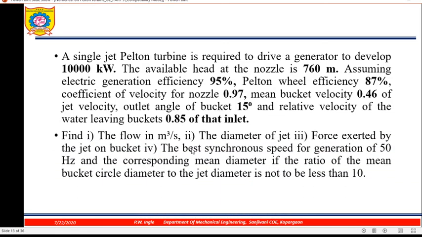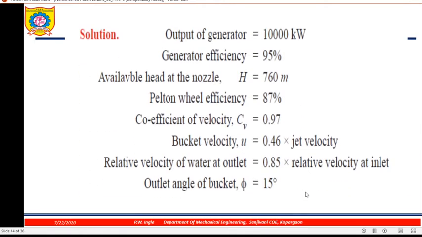First of all, what to calculate? Flow in meter cube per second, diameter of jet, force exerted by the jet on bucket, best synchronous speed for the generation of 50 Hertz and corresponding mean diameter, if the mean bucket circle diameter to jet diameter is not to exceed 10. Okay, so we'll solve step by step.